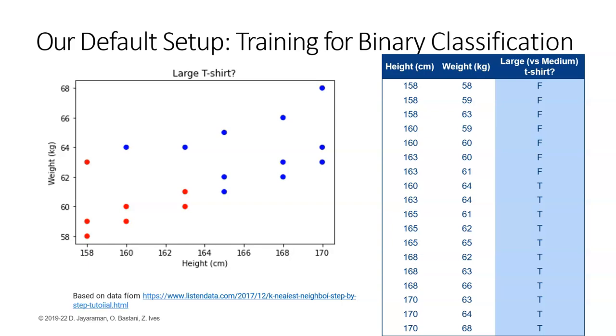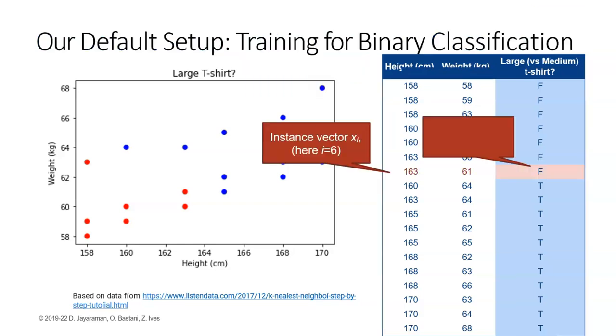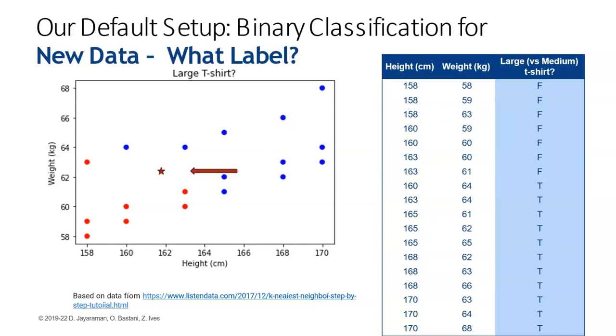We can see here our default setup for training binary classification, with two classes, for example large or medium t-shirts. Weight and height are given as the two attributes. The input has d equal to 2 features, n equal to 18 examples, and class y. Then we have k equal to 6 here.